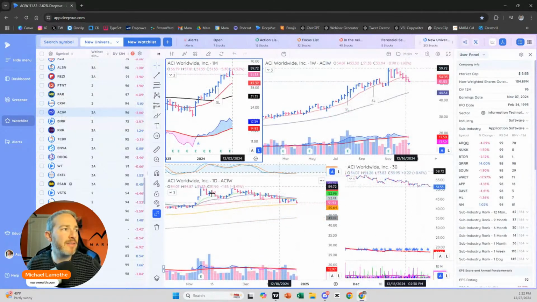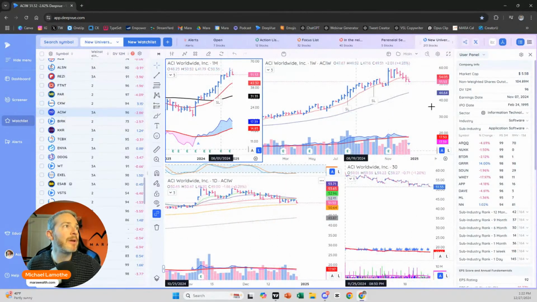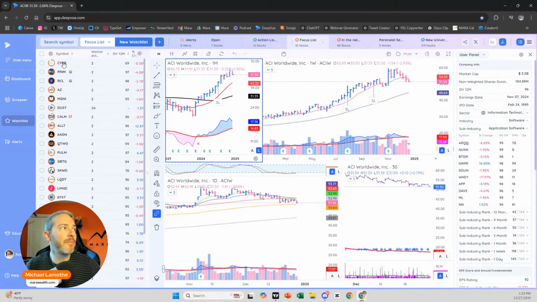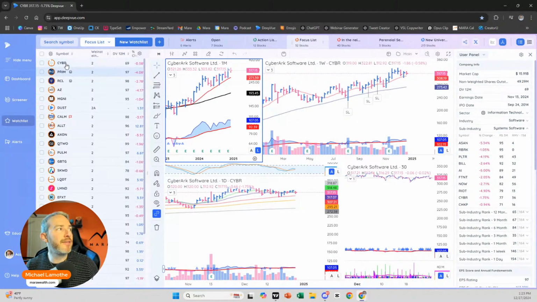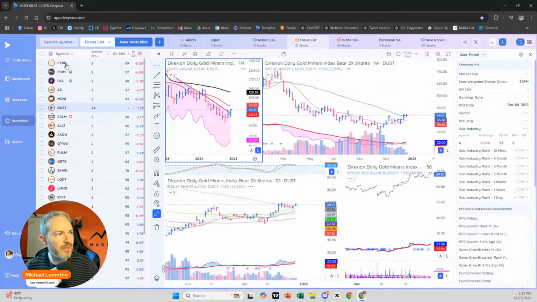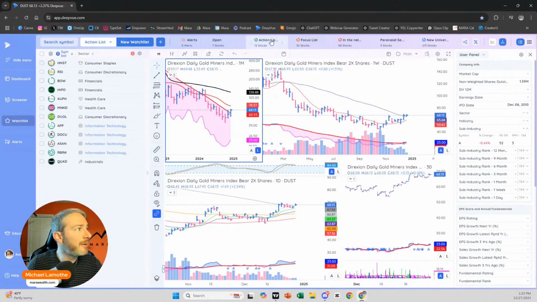As I see the type of setup that I'm looking for, I'll move it over to my focus list. And then as I go through the focus list, I'll see which ones of them are action list worthy. Which ones do I want to dive in deeper to? Which ones am I potentially going to put money into? Coming into today, there were a dozen.